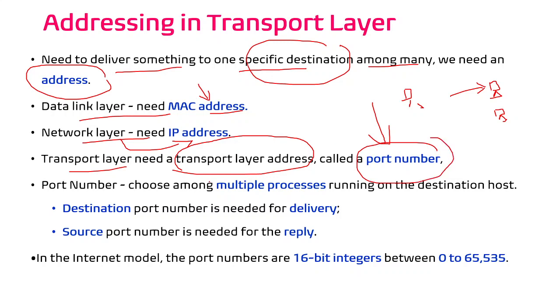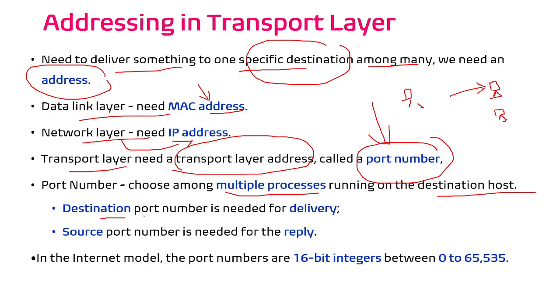Okay. So what does it mean by port number? This has been chosen among the multiple processes running on the destination host. Right? I have to choose a particular process that has been running on a destination host. Among multiple processes, I have to choose a particular process that is running on the destination host.